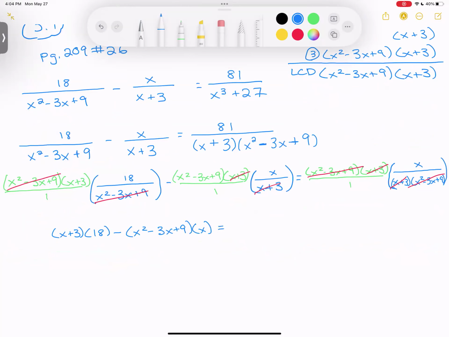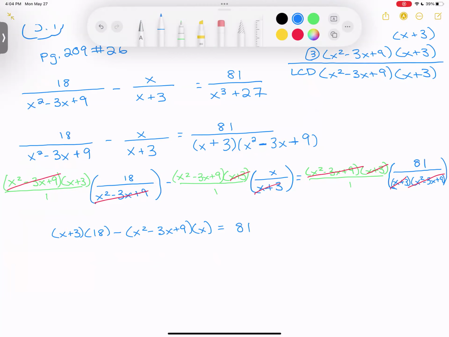And then that equals, oh my goodness, sorry. I've got an x here on top, but that should be an 81 on top in that third term. Okay, so I've got 81, just 81.